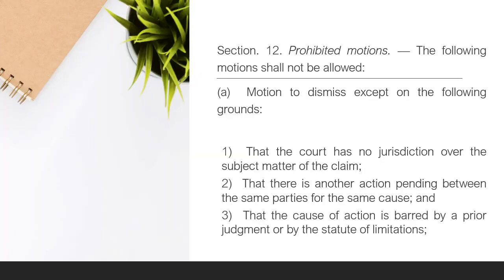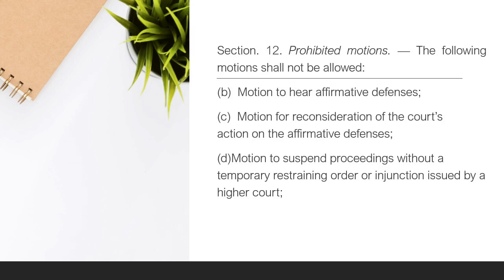Section 12. Prohibited motions. The following motions shall not be allowed. A. Motion to dismiss except on the following grounds: 1. That the court has no jurisdiction over the subject matter of the claim. 2. That there is another action pending between the same parties for the same cause. And 3. That the cause of action is barred by a prior judgment or by the statute of limitations.